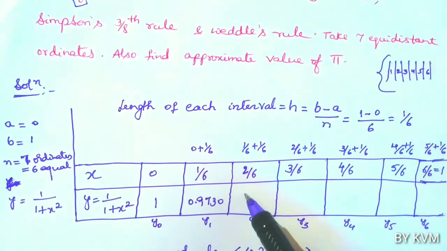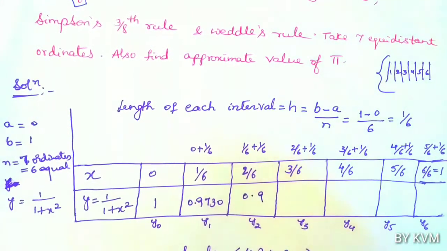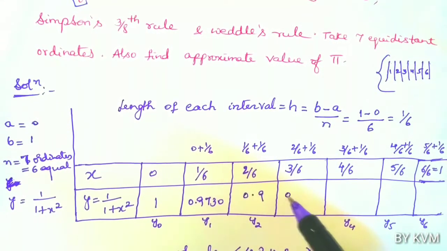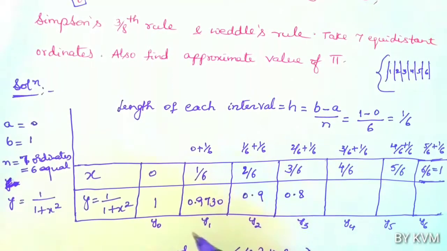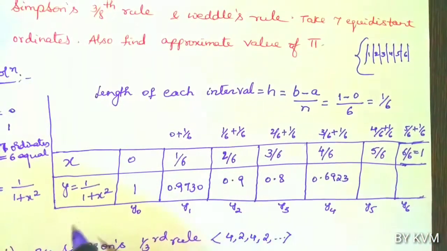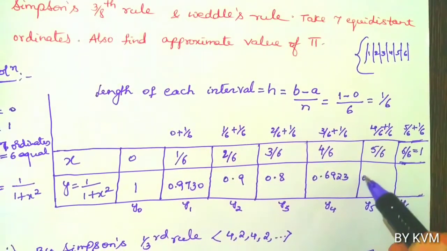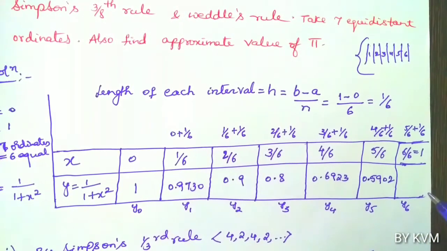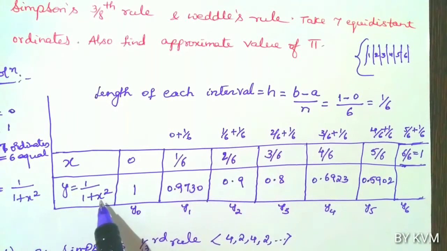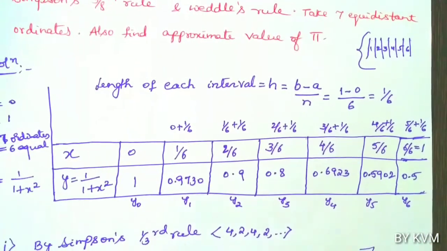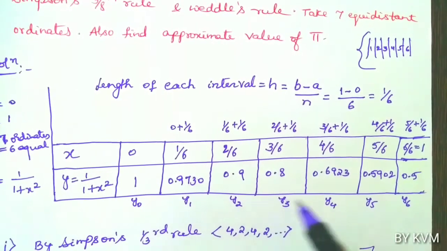So it is 0.9. Then when x equals 3 by 6, y is 0.8. When x is 4 by 6, the y value is 0.6923. When x is 5 by 6, the y value is 0.5902. When x equals 1, y is 1 by 1 plus 1 square, that is 1 by 2, which is 0.5. So these are y0, y1, y2, y3, y4, y5, y6.